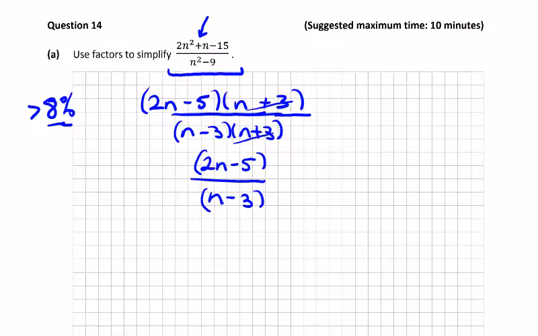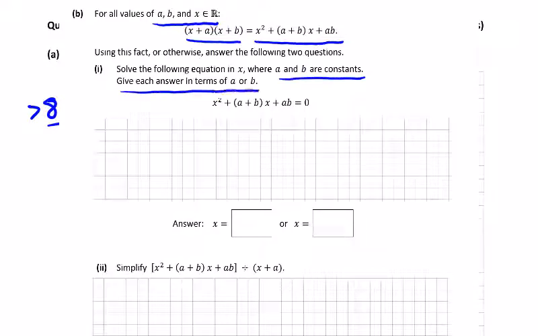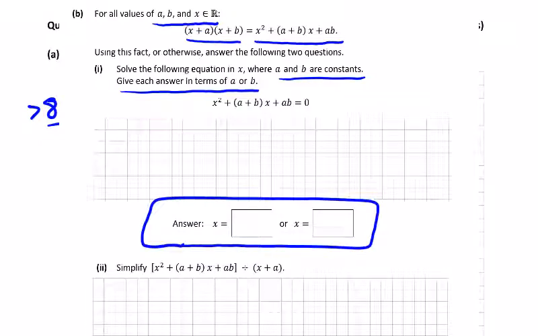And then part B. A question they're trying to make look complicated, but it's not really. For all values a and b, x is an element of real numbers, x plus a by x plus b is equal to this guy, x squared plus the sum of the roots times x plus the product of the roots, which we'll go into in more detail again. Using this factor otherwise, answer the following 2 questions. Solve each of the following equations in x, where a and b are constants, and give each answer in terms of a and b. You can see in the box down here, x is equal to 2 answers.